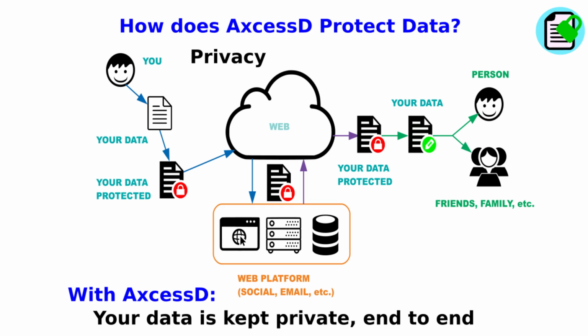End-to-end privacy means that the employees of the web platform or third-party applications running on the web platform will not have access to your data either. Even AxcessD itself does not have access to your data. Your data is never sent to our servers since it is protected directly on your device. We also have no knowledge of where your data is. When you make a social media post, only you know where that post went. When you send email, only you know where you sent the email.